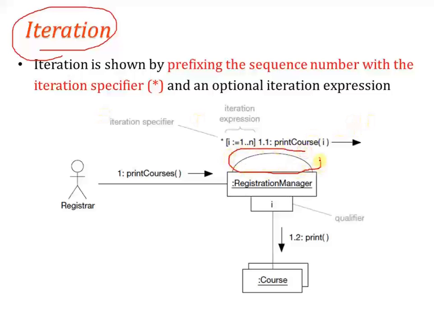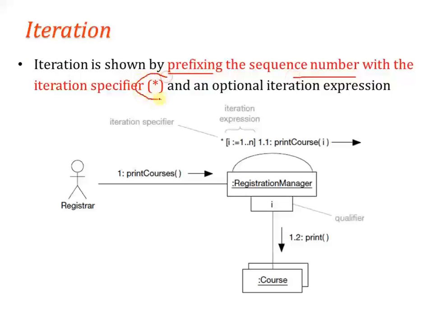You can see here, registration manager loop, like message passing, is done over here. So registration manager is called again and again until certain conditions are met. This is demonstrated by prefixing the sequence number with the asterisk symbol. Asterisk is called the iteration specifier. It means this particular method or message is going to get executed multiple times. Within square brackets, I mention the expression. This is called an iteration expression.